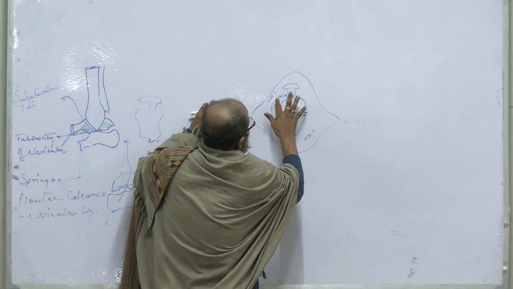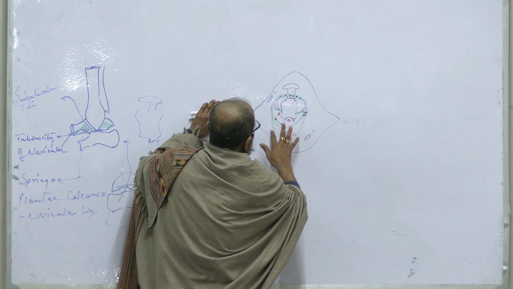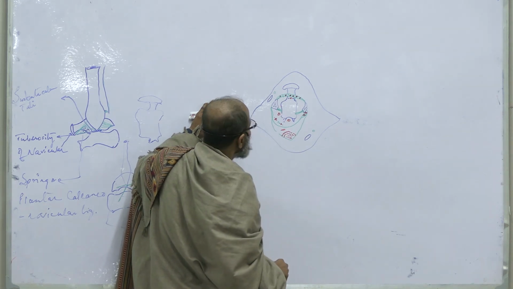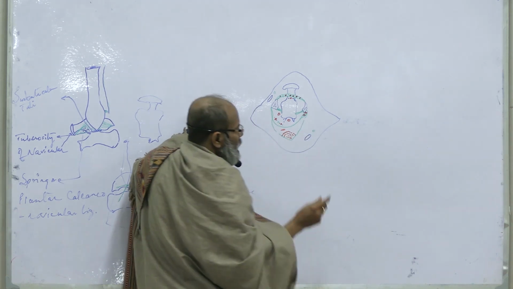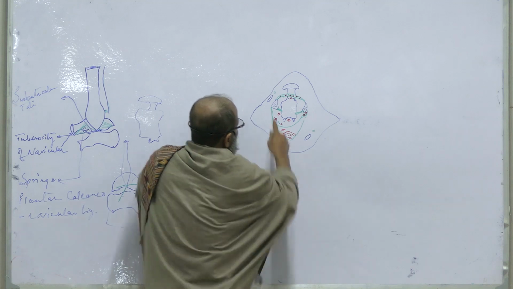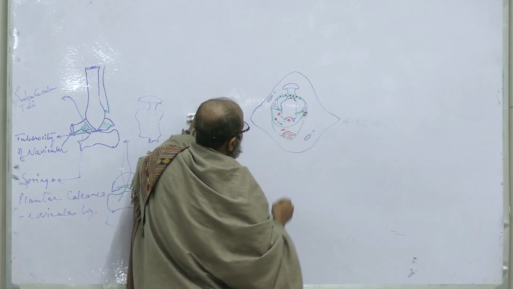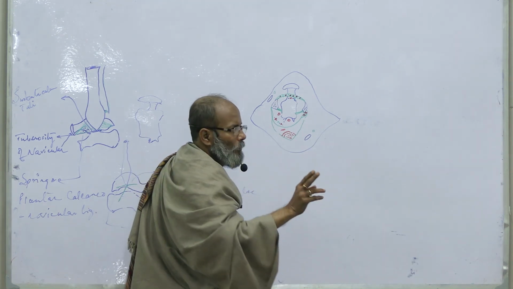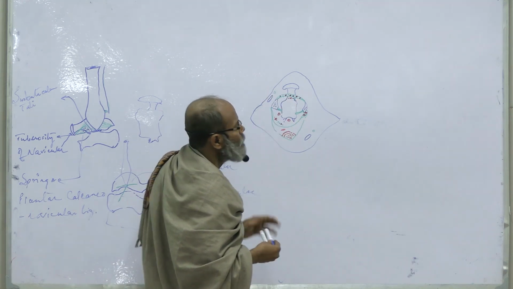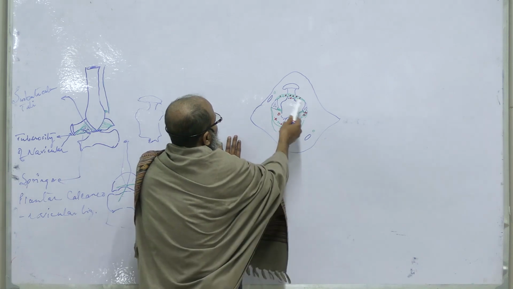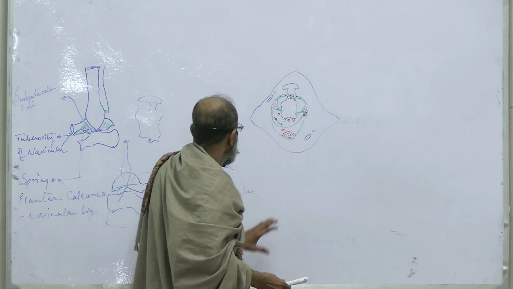Now, this is the deep fascia of the leg. This is fascia cruri. And this one is the deep transverse fascia of the leg that makes another compartment. Now, make labeling. These four tendons are of extensor digitorum longus. Write it down.